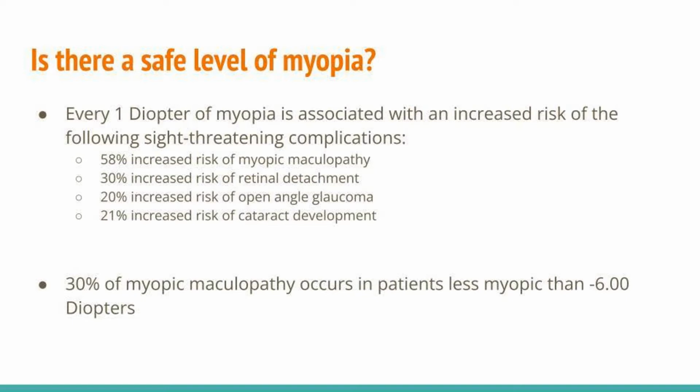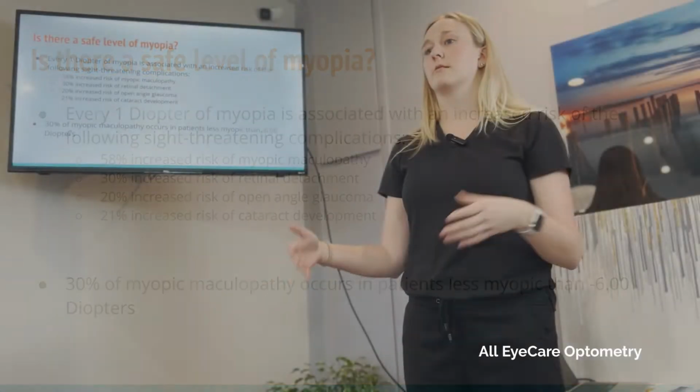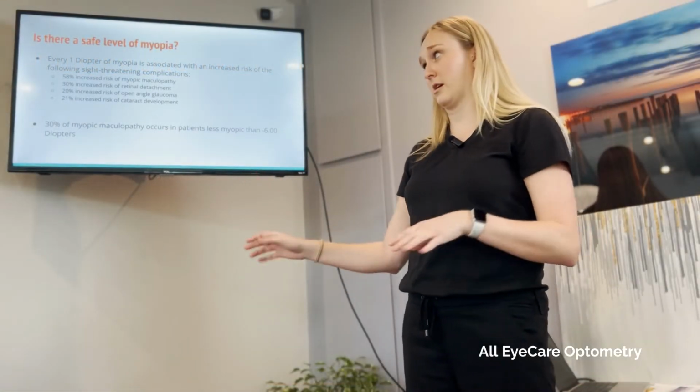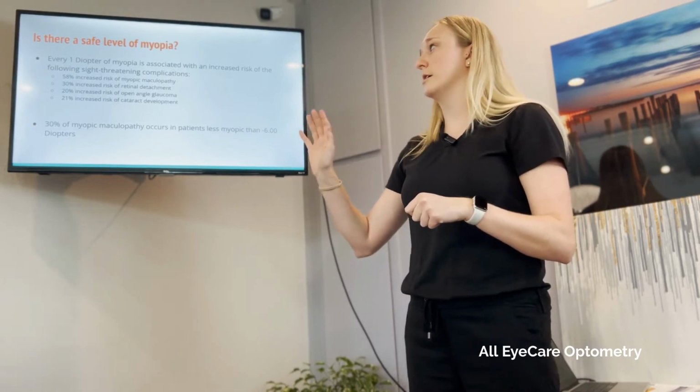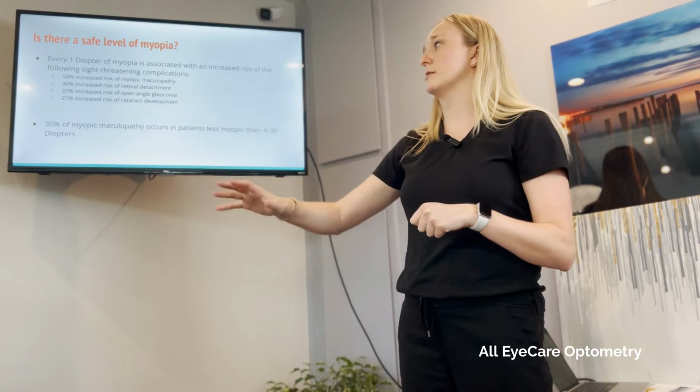Okay, so previously we thought that only patients with a certain level of myopia were at higher risk for all of these sight-threatening conditions. But current research is showing that regardless of your level of myopia, you have some aspect of risk for those sight-threatening diseases. Every 1 diopter will increase the risk of all of these complications by a certain amount.